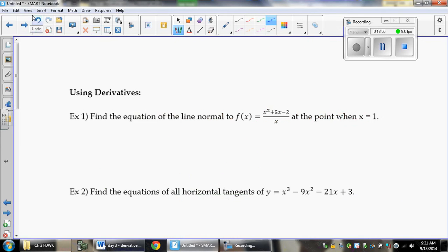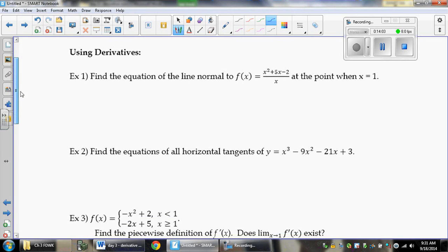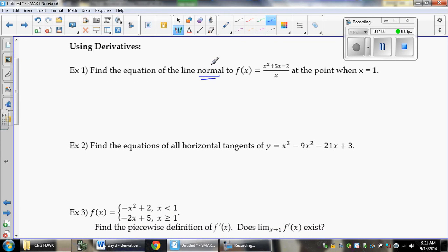All right, and then on the last page, we're just going to do some examples using tangent lines with these rules. So if we had something like this, find the equation of the line normal, remember that means perpendicular, to f of x at the point where x equals 1, what we want to do here is say, well, the normal line is perpendicular to the tangent line, and the tangent line has a slope equal to the value of the derivative. So we need the derivative.